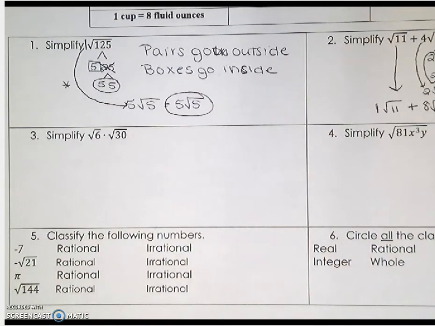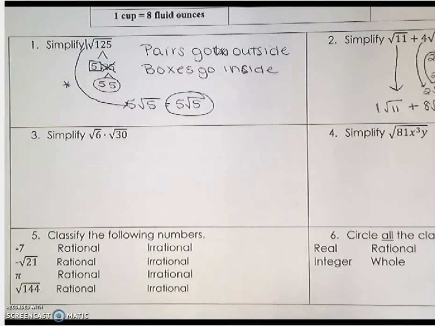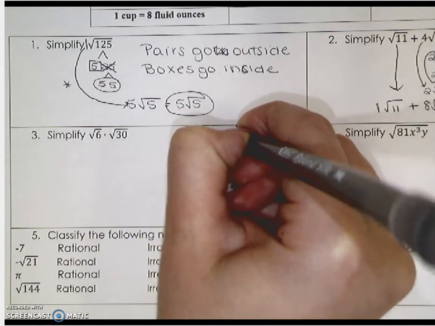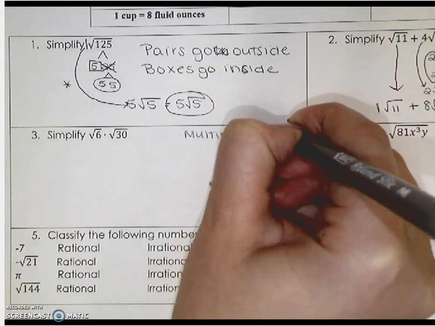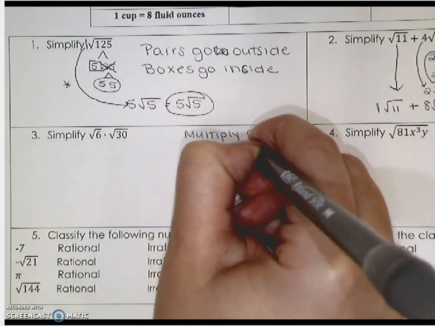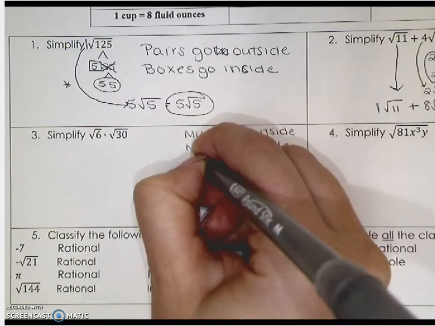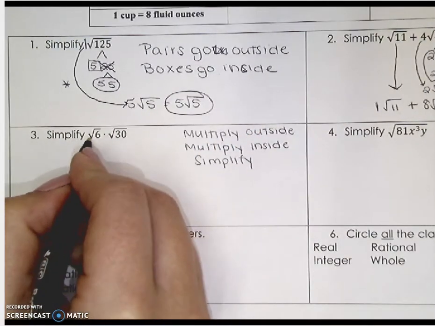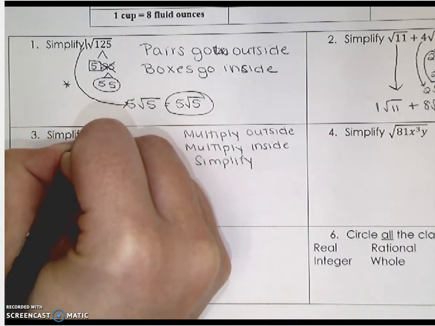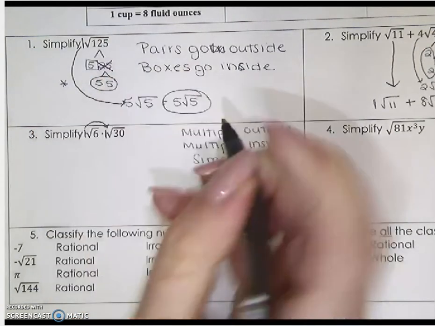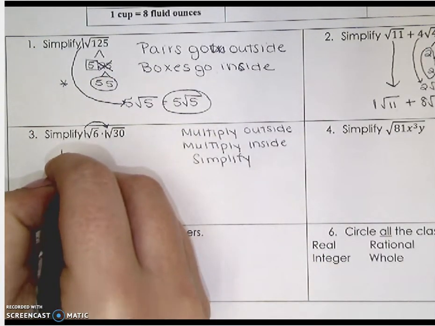Number 3 is another radical question. This is a multiplying radical question. When we are multiplying radicals, we multiply the outside, multiply the inside, and then simplify. So it's a 3-step process. So what number do I have in front of this? I have an invisible 1 and another invisible 1. I'm going to multiply 1 times 1 because those are my outside numbers. 1 times 1 is 1.